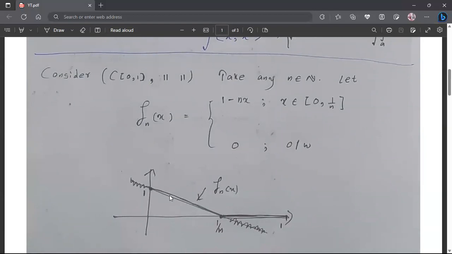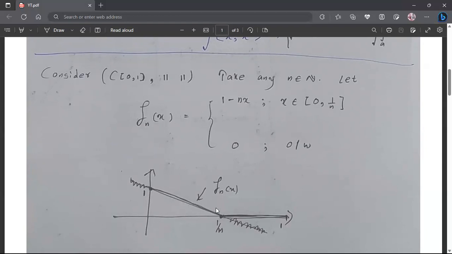So we get a straight line passing through 1 and 1 over n, where the intercepts are 1 and 1 over n. Then the rest of the values should be 0, because otherwise the function gets 0. So this function is clearly continuous, so it should belong to this space, this normed vector space.